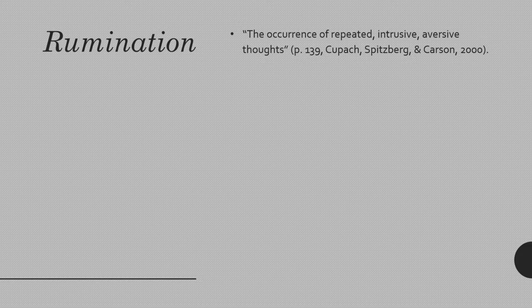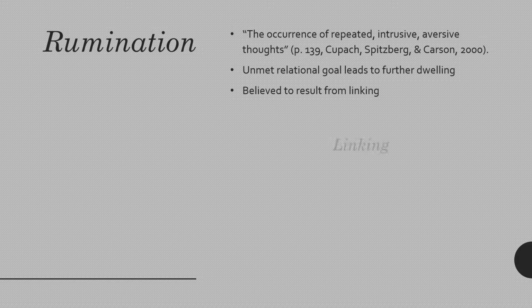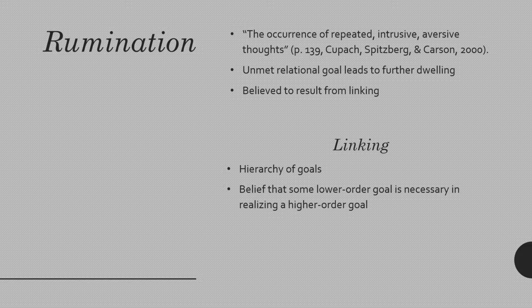Beginning with rumination, Cupach, Spitzberg, and Carson referred to it as the occurrence of repeated, intrusive, aversive thoughts. Part of this issue is that this unmet relational goal leads to further dwelling. They're just thinking about it and thinking about it. They have this goal of repairing the relationship, and being unable to meet it makes them think of it more. This is believed to result from goal linkage, which is based on a hierarchy of goals, the belief that humans internally prioritize different goals. Linking is when someone believes that a lower order goal, such as a relationship with someone, is necessary for realizing a higher order goal, such as life happiness. So the object of desire is repeatedly pursued due to this belief, and also because of self-efficacy, in that the pursuer believes that they do have a chance of achieving it.